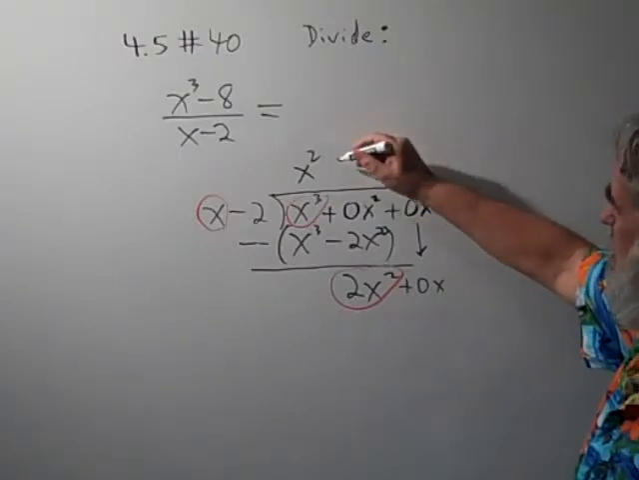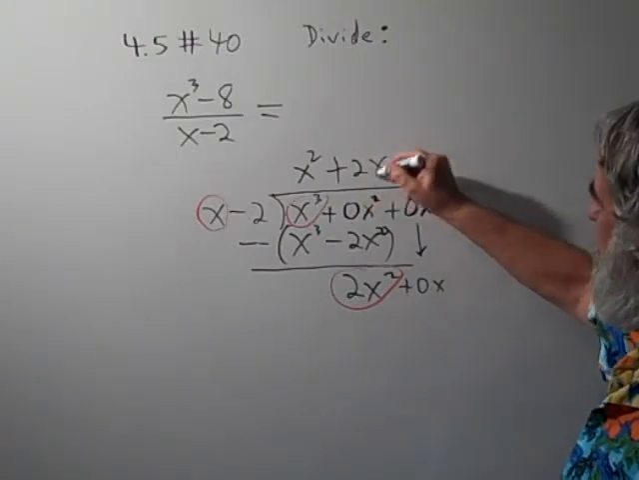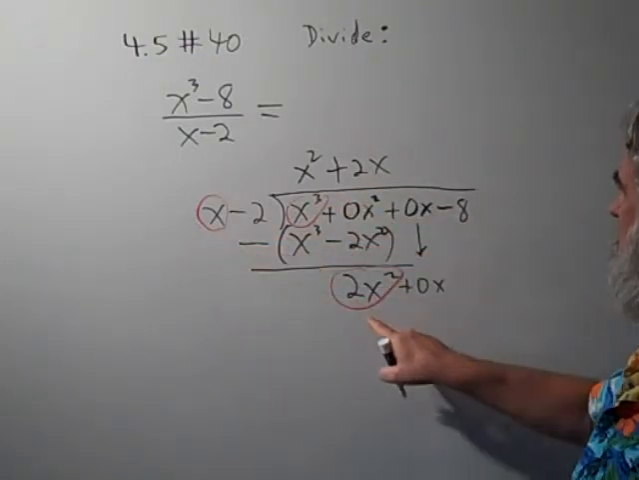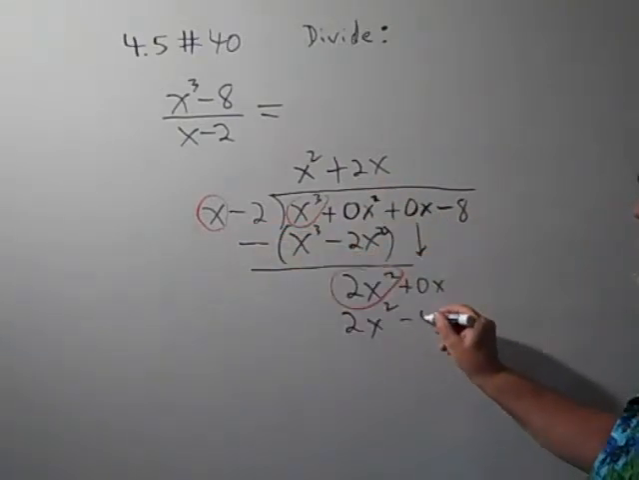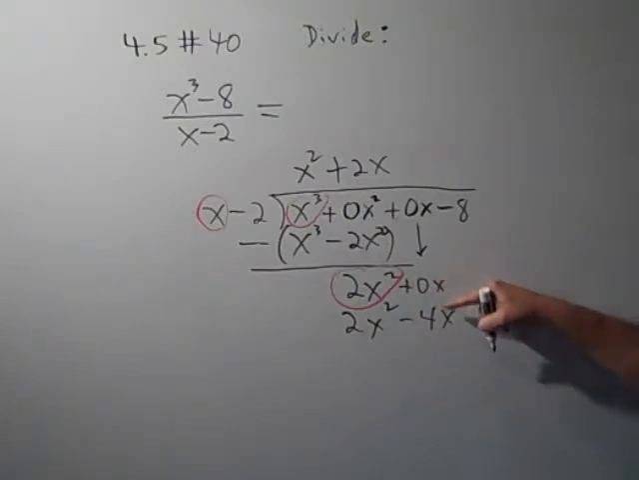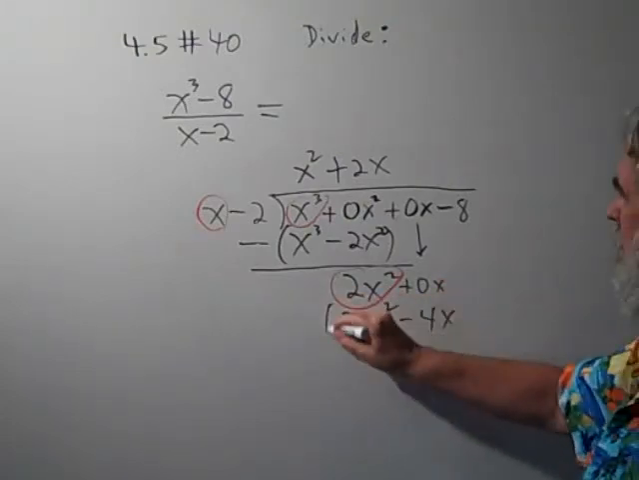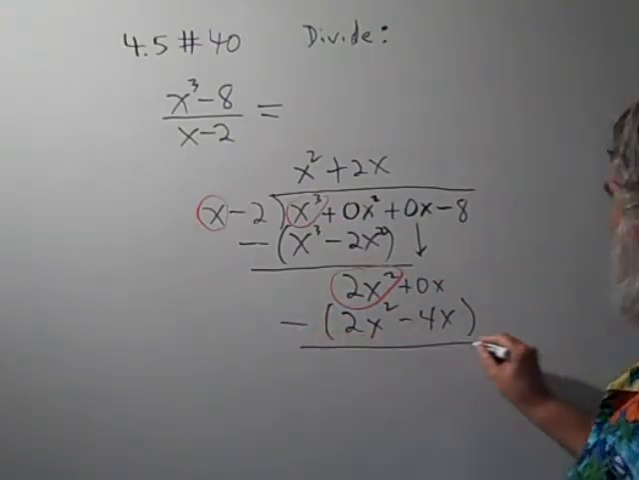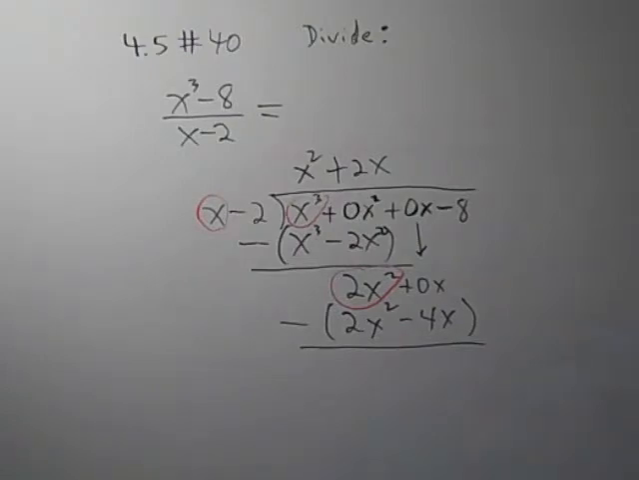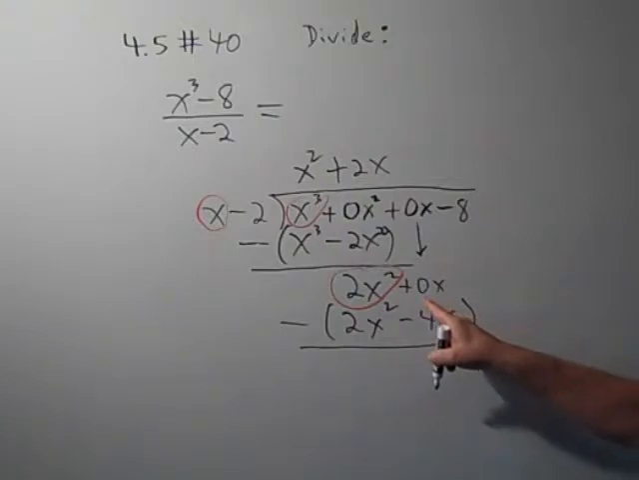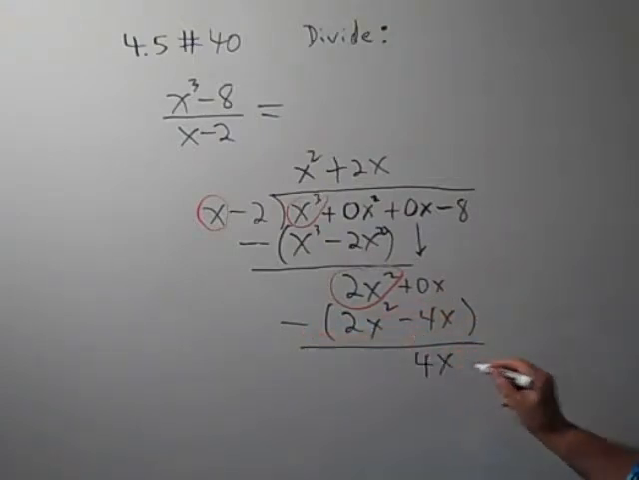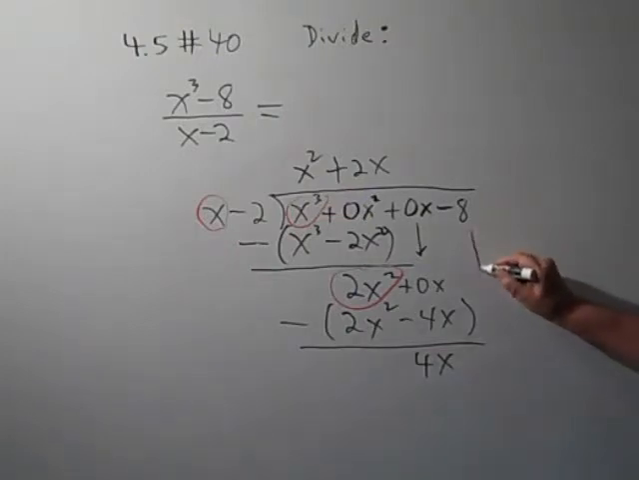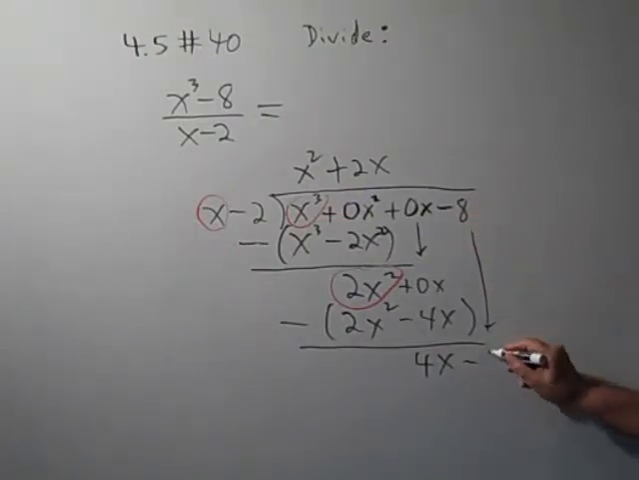Well, x goes into 2x squared 2x times, because 2x times x is 2x squared. And then 2x times negative 2 is negative 4x. Again, we have a 0 placeholder above to put this negative 4x under. Now we subtract. And the 2x squareds cancel out, and we have 0x minus a minus makes a plus, 4x. So that adds up to 4x. And we bring down the very last term, this negative 8.